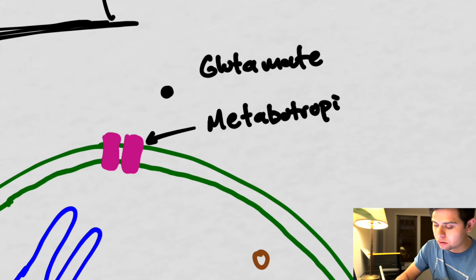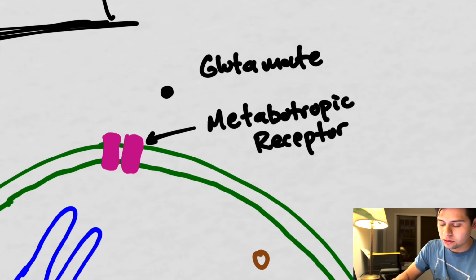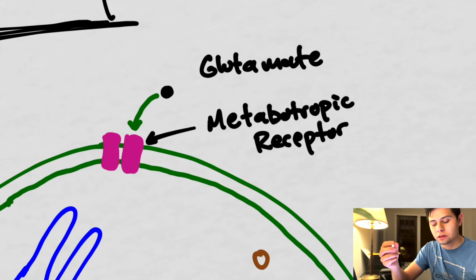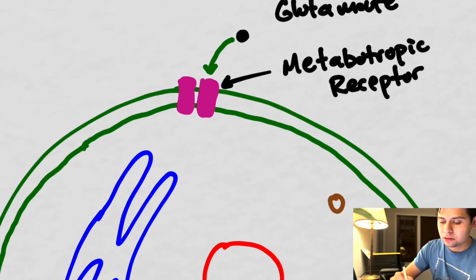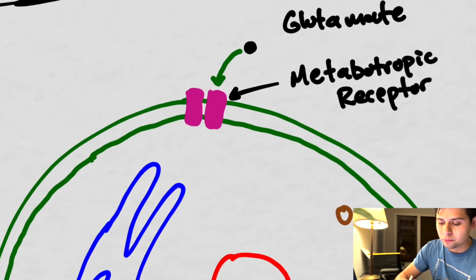Metabotropic receptor. This is a receptor that will take this ligand, this glutamate, and upon the addition of the glutamate on the receptor, it's going to propagate some conformational change throughout the entire protein, right?